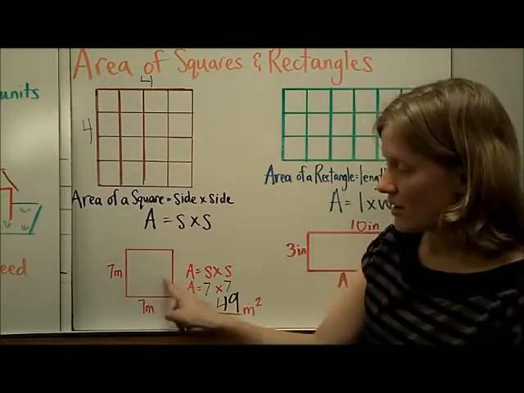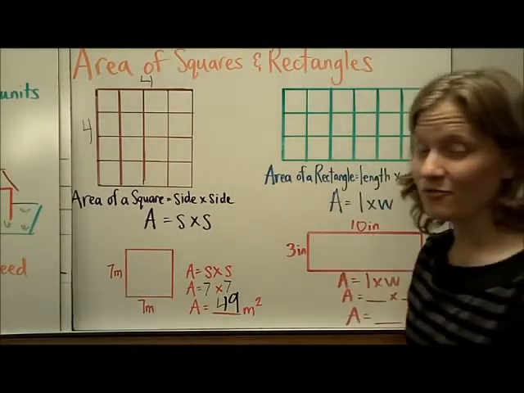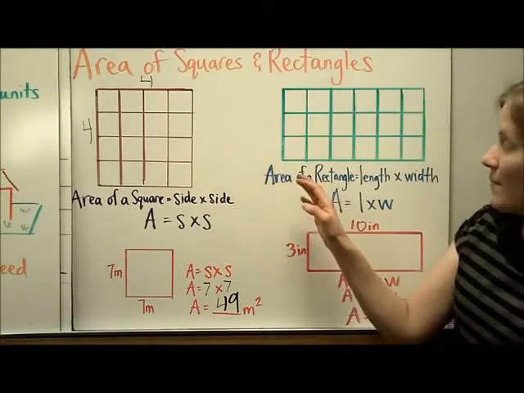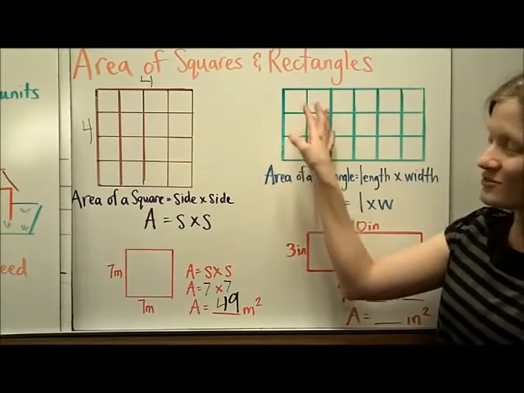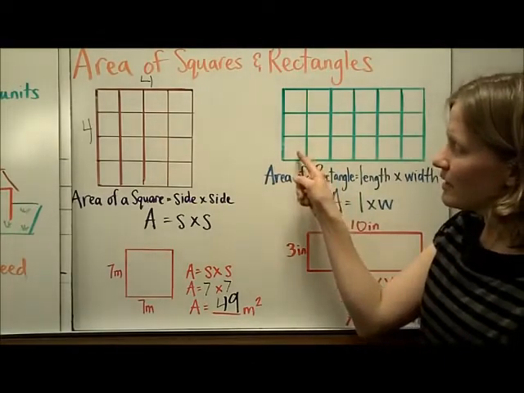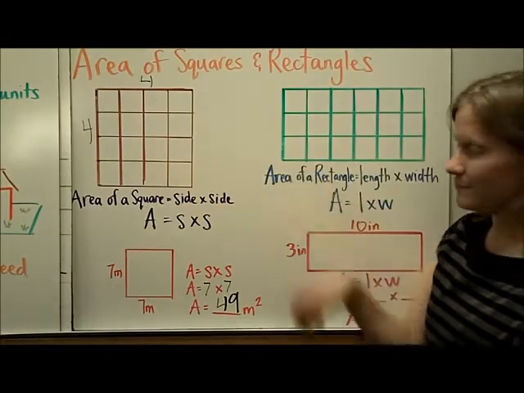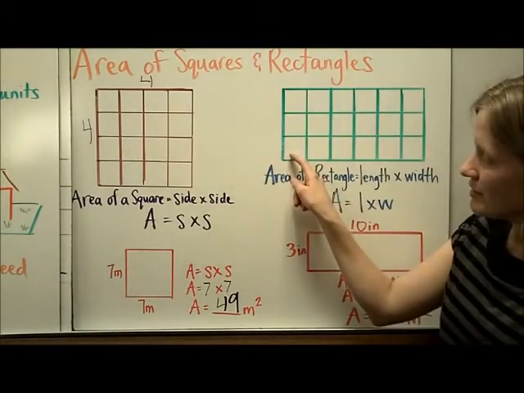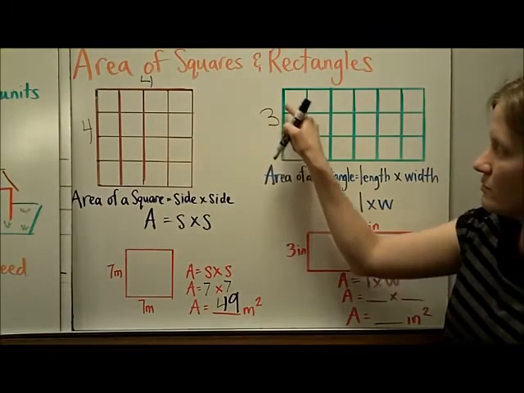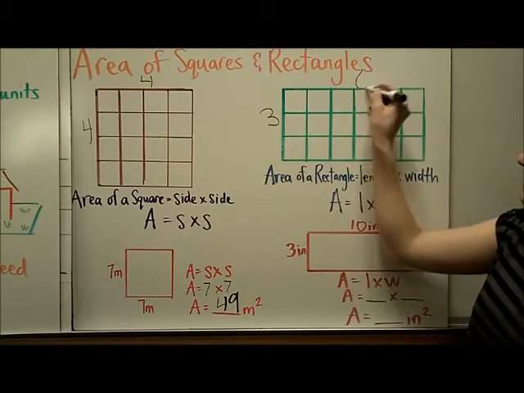So this square would have 49 meters squared. There's a formula for the area of a rectangle that you will also use. If you just wanted to count how many boxes were here, you know that you could multiply this many times this many, or the length times the width. Okay, so the rectangle is 3 units tall, 1, 2, 3, and 1, 2, 3, 4, 5, 6 units long.